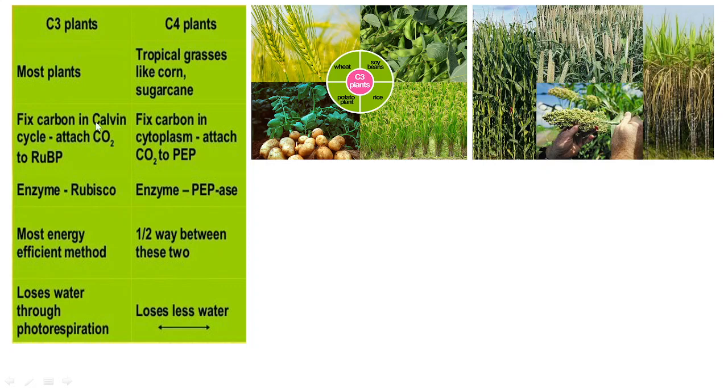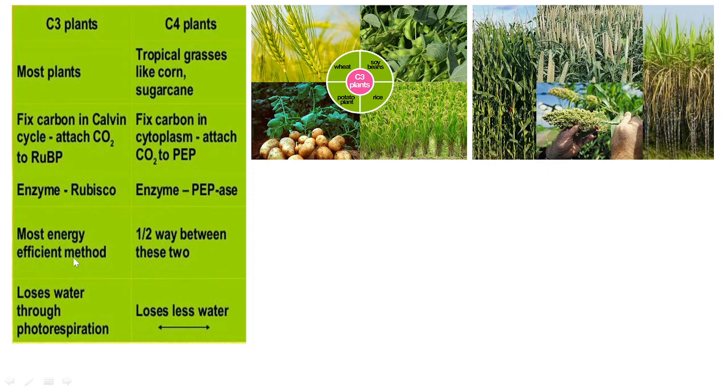Now, the fixed carbon in Calvin's cycle attaches carbon dioxide to RuBP. In C4 plants, fixed carbon in the cytoplasm attaches carbon dioxide to PEP. PEP means phosphoenol pyruvate. So carbon dioxide, once it is inside the cells, attaches to ribulose bisphosphate in C3 plants, whereas in C4 plants it is accepted by phosphoenol pyruvate. In C3 plants the main enzyme is Rubisco. Here the main enzyme is phosphoenol pyruvate carboxylase. This is the main enzyme.